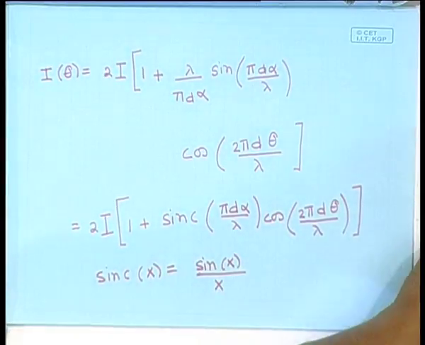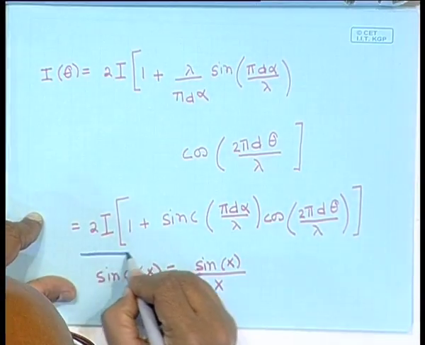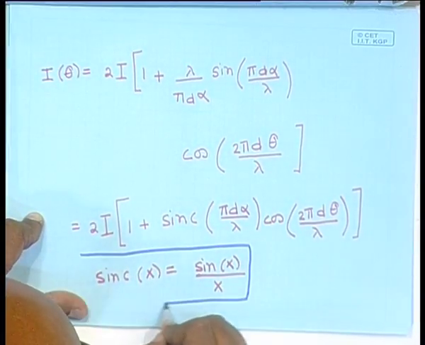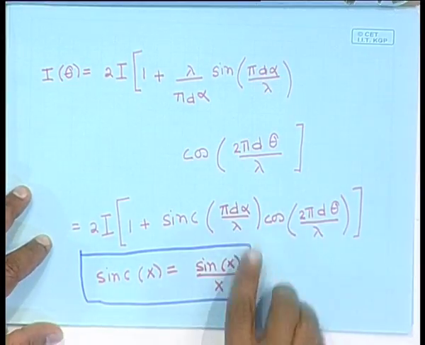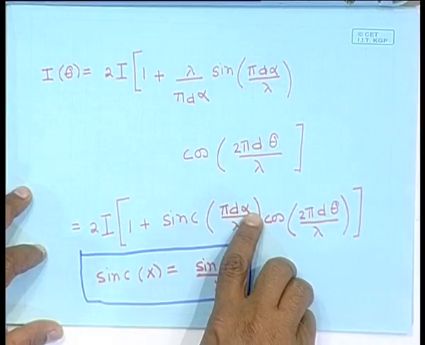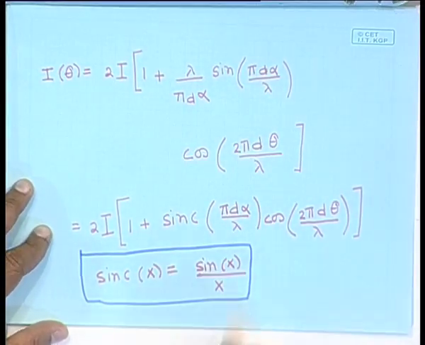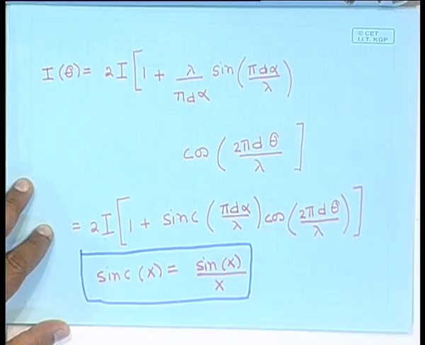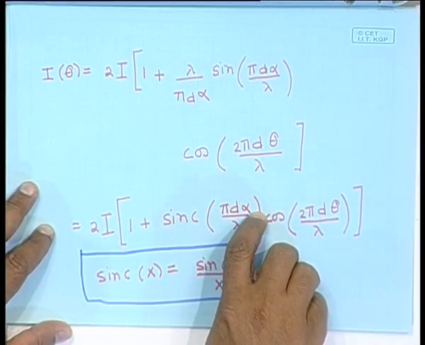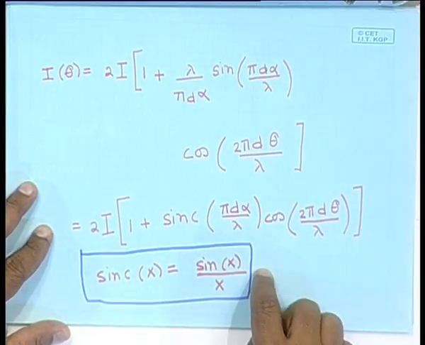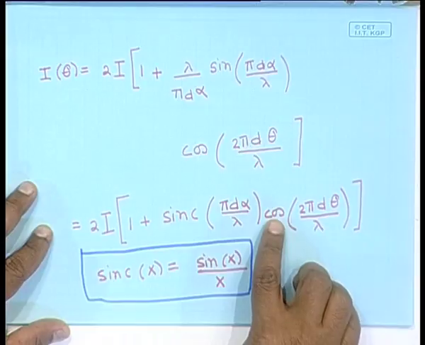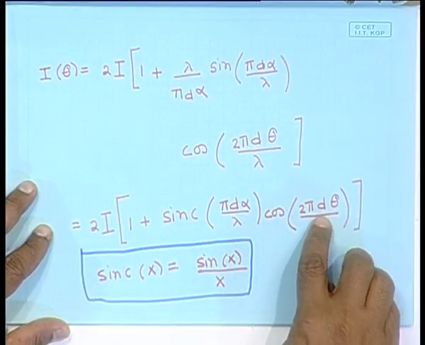Let us spend a few minutes interpreting what happens when we take into account the finite angular extent of the aperture. So, let us look at this expression. First, note that if I take the limit alpha going to 0, which is the point source, the source does not subtend any angle, then sin x by x, sin 0 by 0, is 1. So, we get 1 plus cos(2 pi d theta by lambda).